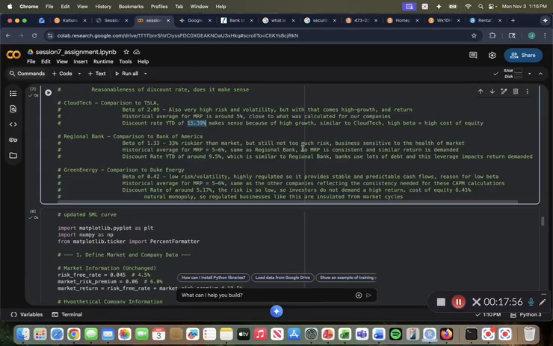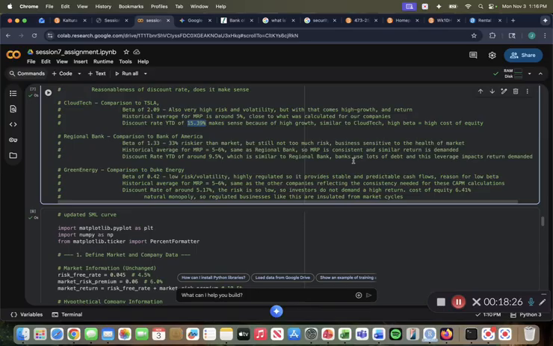So still not too much risk. There's more risk than the market there, but the business, like we said, being in control of its own leveraging, is sensitive to the health of the market. And then same MRP for this one, which is the same as the regional bank, so consistent, similar return to the demand. And then the year-to-date discount rate is 9.5%, which is similar to regional bank, and banks use a lot of debt, and this leverage impacts return demanded.